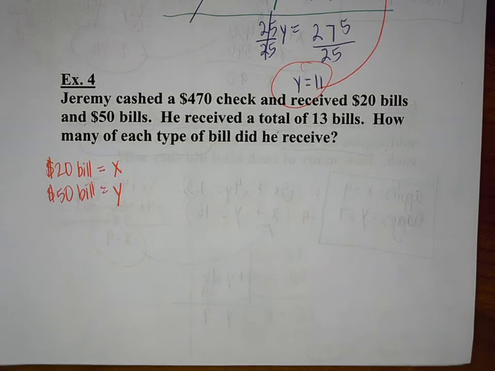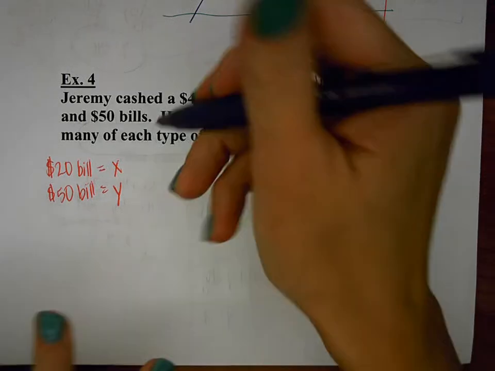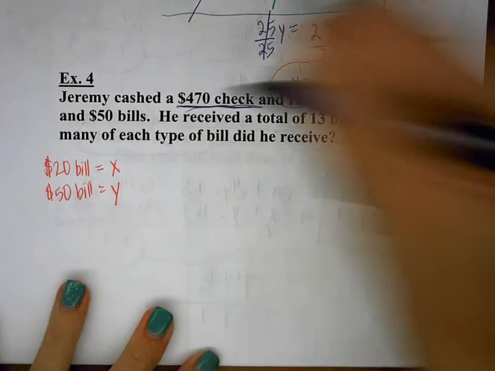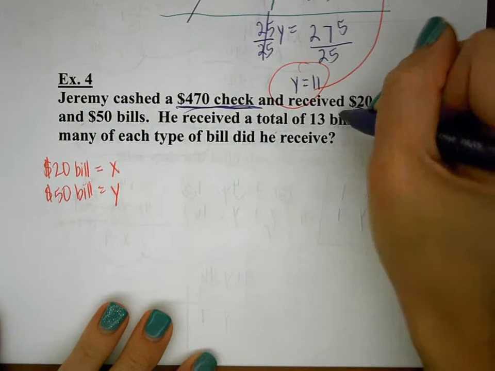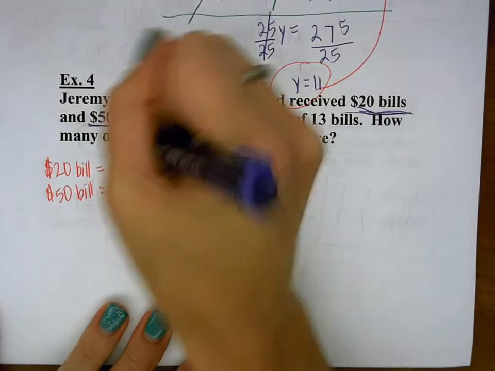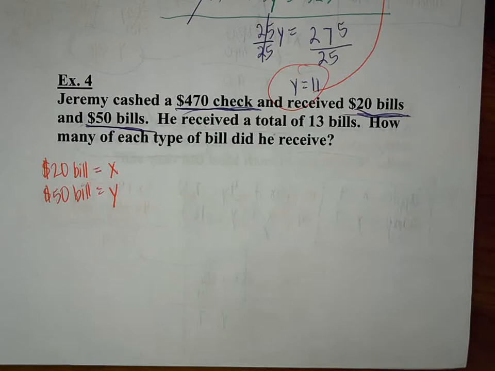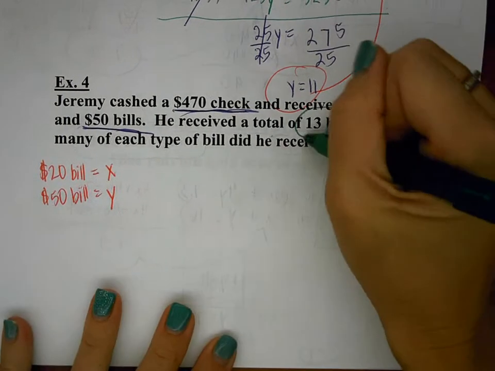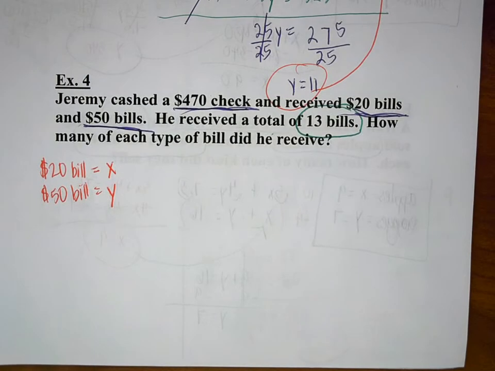Okay, so we have a $470 check. We have a $20 bill and a $50 bill, and then we have 13 bills. So write your two equations again on your whiteboards. I'd like to see them.